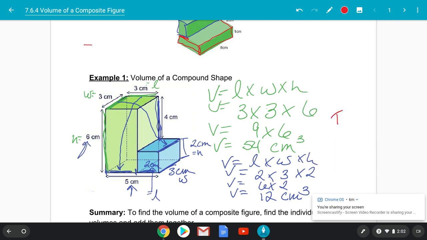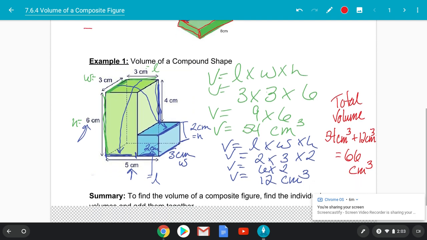So the total volume is going to be the 54 centimeters cubed plus the 12 centimeters cubed. And so my total here is going to be 66 centimeters cubed to get our total composite volume, right? Because we're adding the 54 and we're adding the 12.